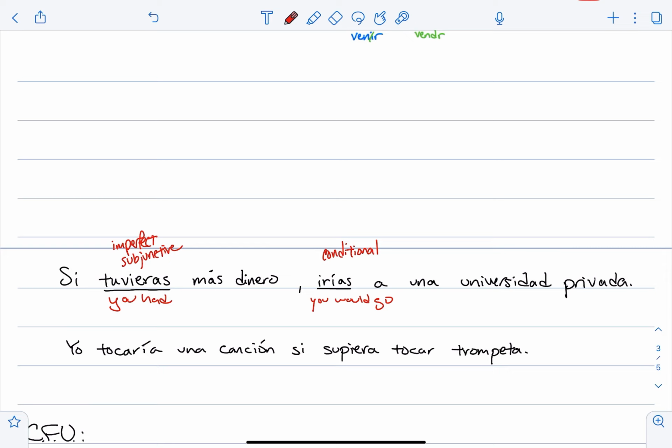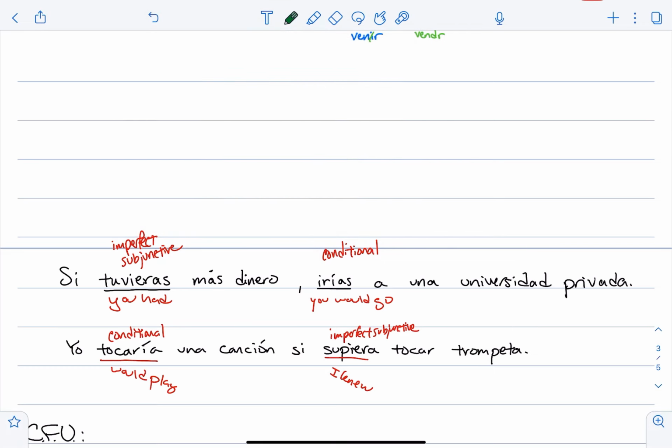You can also reverse the order of the sentence. You can start with the result. Yo tocaría una canción si supiera tocar trompeta. I would play a song if I knew how to play the trumpet. So in this case, because I started with the result, I used the conditional. And I ended with the if. So in the second part is where I use the imperfect subjunctive. So hypothetically, I would play a song if I knew how to play the trumpet.